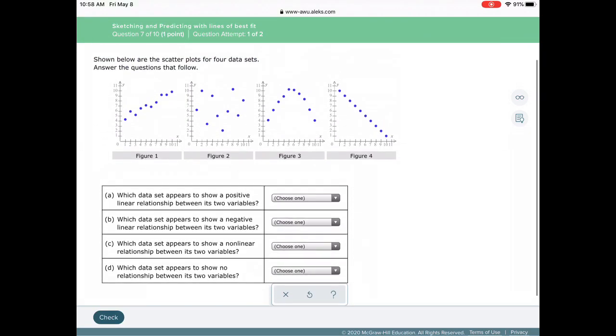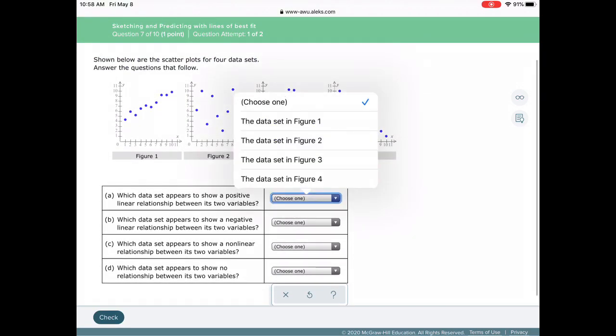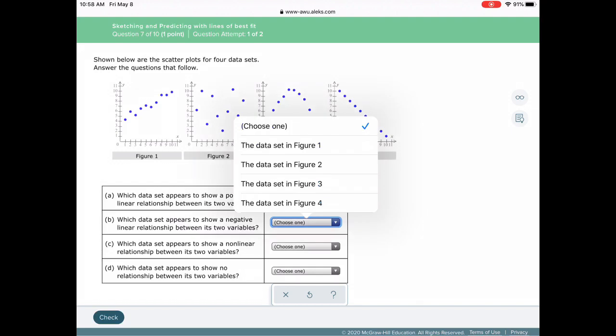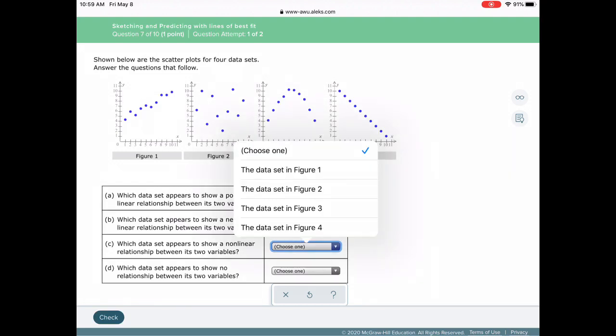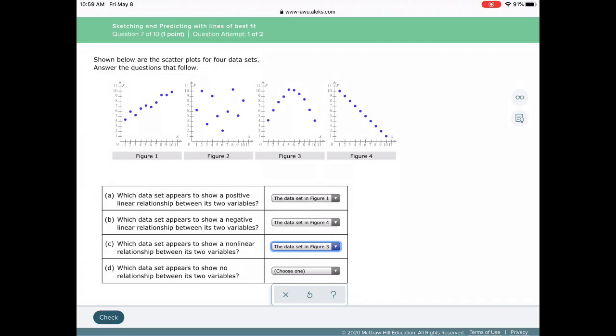Same thing here, positive linear relationship, figure 1. Negative linear is figure 4. Nonlinear is figure 3. All right, and then no relationship is figure 2.